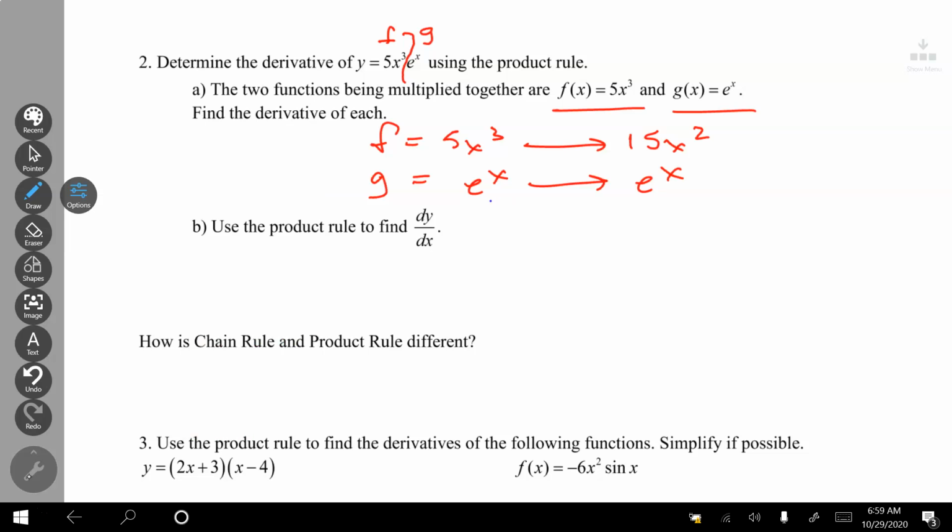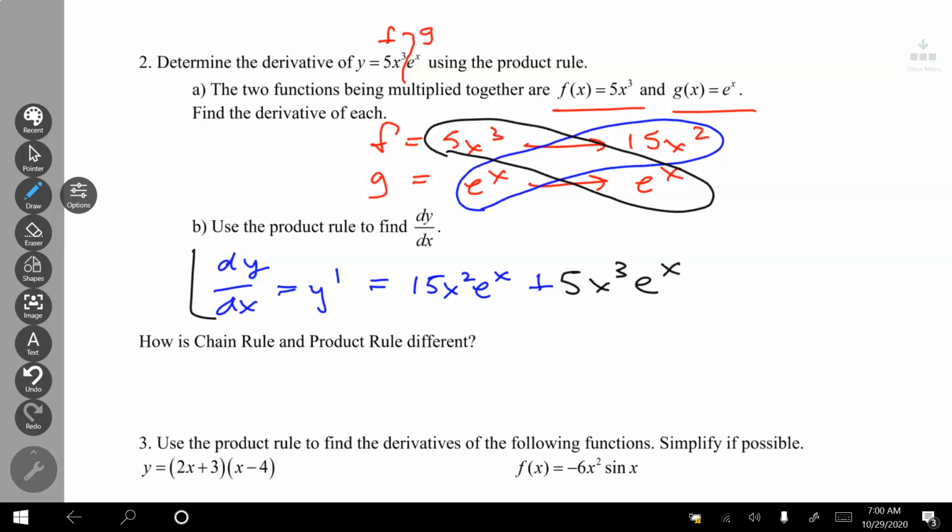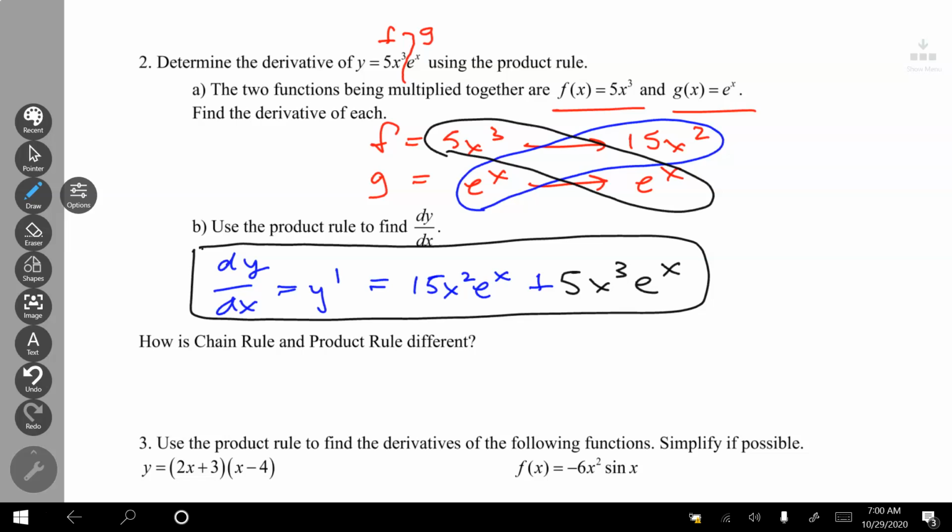Let me do my crisscross. So I tend to do this one first. So dy over dx, also known as y prime, is equal to 15x squared e to the x, plus, now when I do my crisscross the other way, 5x cubed e to the x. And that is your derivative. Okay, it's not too hard. Like I said, I'm making it very mechanical like I did chain rule.